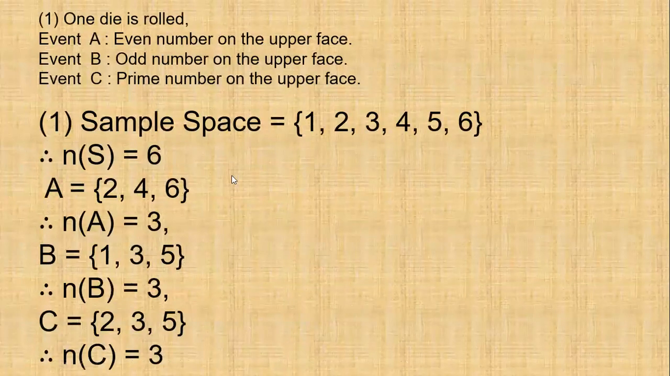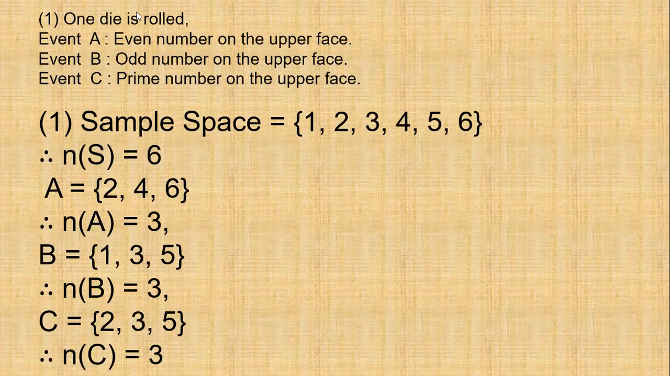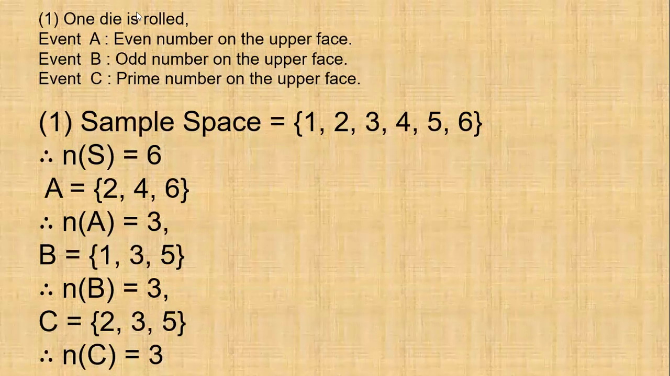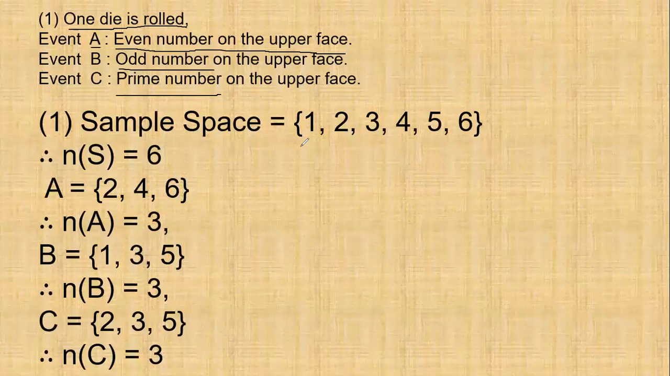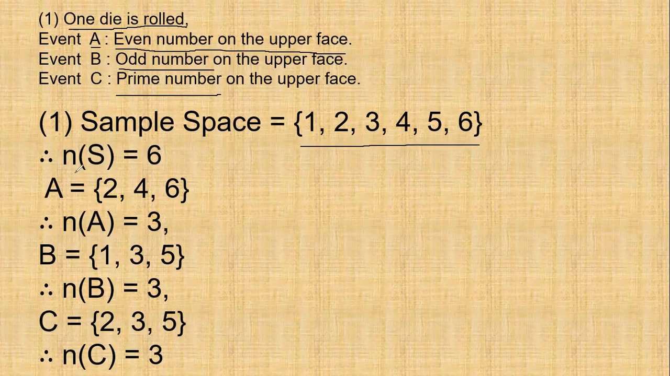Now the first one. One die is rolled. Rolled means thrown. Event A: even number on the upper face. All of you know even numbers, odd numbers and prime numbers, correct? So first we write down one die is rolled. What is the sample space? 1, 2, 3, 4, 5, 6. This way we write it down. So what is the number of S now? Number of S is 6.